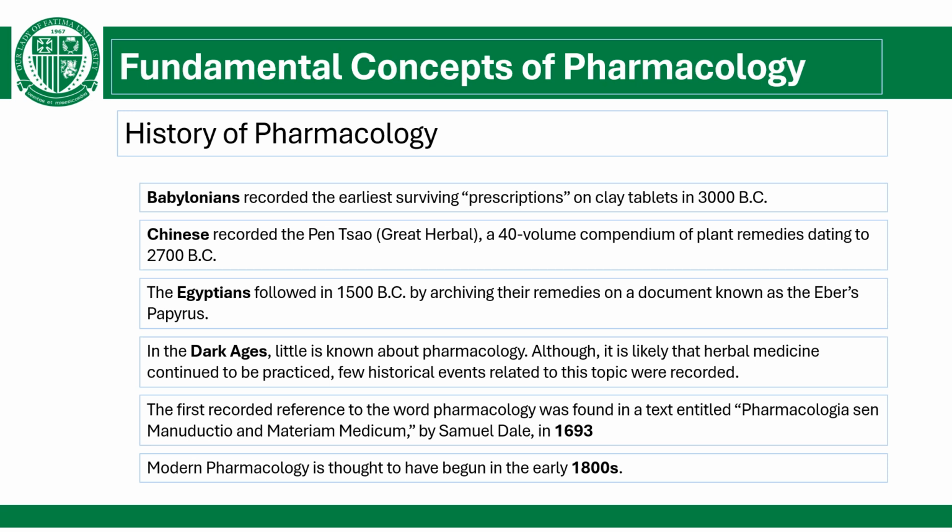In Egypt, 1500 BC, there are archives of documents known as the Ebers Papyrus, which recorded remedies that they have practiced during their time or during their civilization here on earth, wherein it existed or possibly existed 3524 years ago.